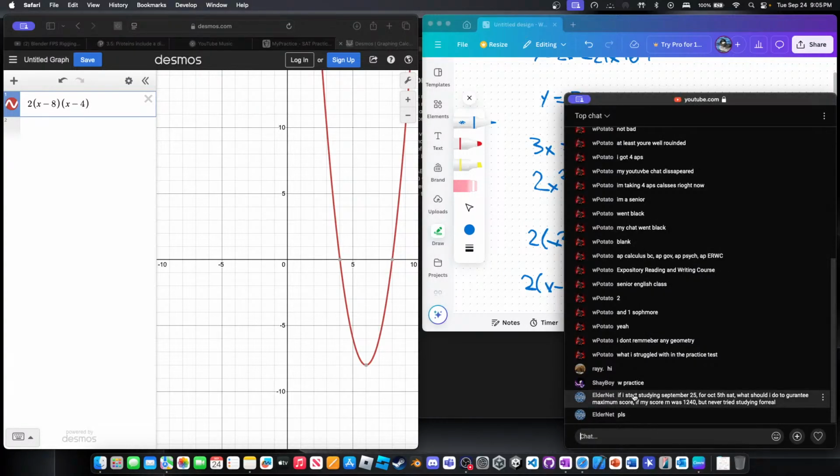If I start studying September 5th for the October 5th SAT, what should I do to guarantee maximum score? My score right now is 1240. 1240 is great for a start, okay? My practice SAT was 1010. It's not very hot, right?